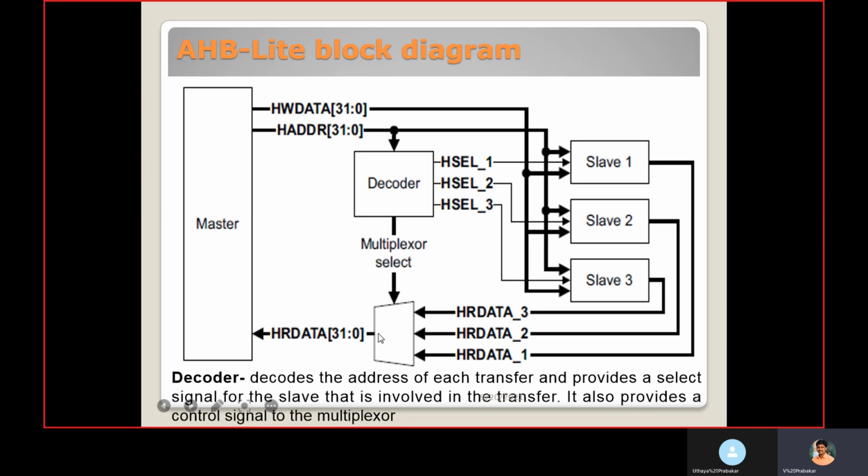Then, while reading, HRDATA reaches this multiplexer. With the help of the decoder, it will pass the multiplexer select. So it will decide from which slave the HRDATA should be connected. The master will receive the read data through this multiplexer. The decoder decodes the address of each transfer and provides the select signal for the slave that is involved in the transfer. It also provides the control signal to the multiplexer.